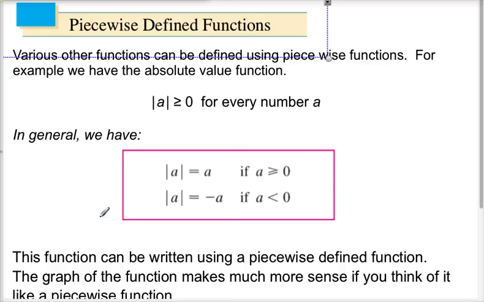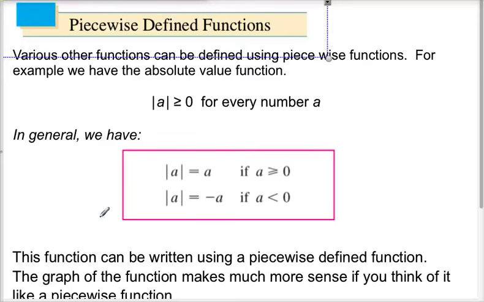A lot of other functions can actually be defined using piecewise functions, and it actually makes them make a lot more sense. So, for example, if you think about the absolute value function, the absolute value of a is greater than or equal to 0 for any value of a. In general, if we want to graph it, we say that the absolute value of a is equal to a if a is greater than or equal to 0, or the absolute value of a is negative a if a is less than 0.